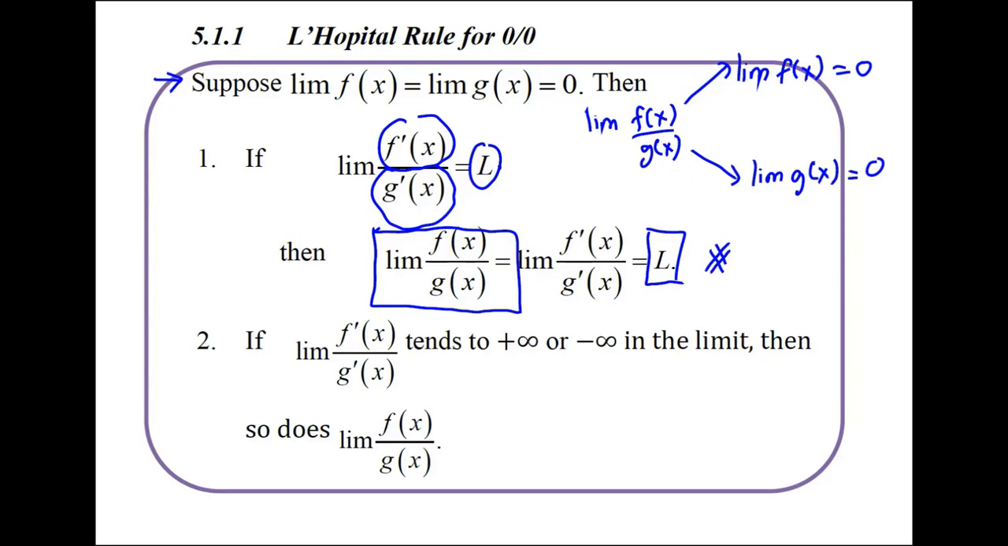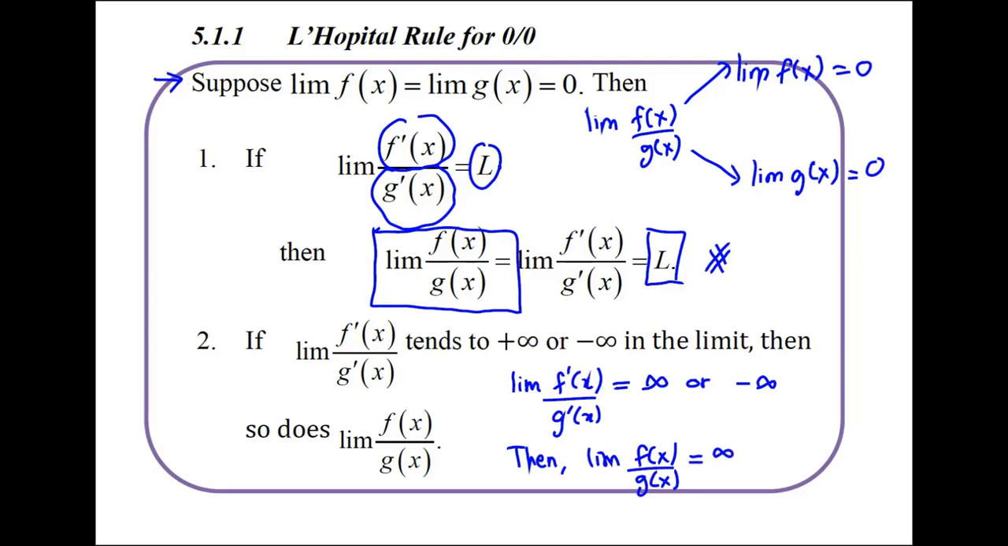Okay class, and then if you find the limit of f prime x divided by g prime x and you get infinity or negative infinity, then you can say that the limit of f(x) divided by g(x) is equal to infinity or negative infinity.